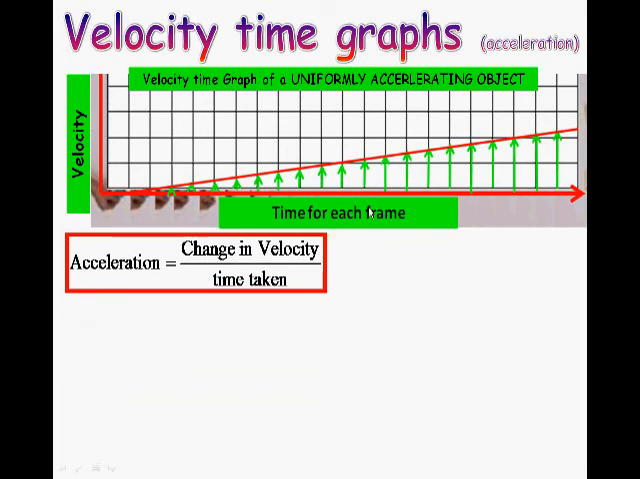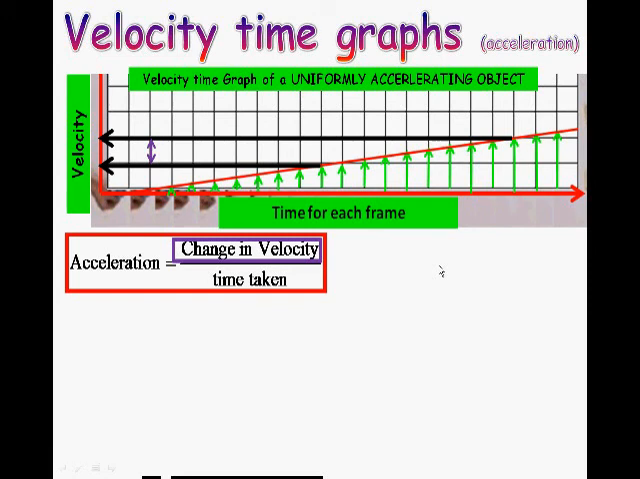Again, the first thing I'll do is write down the formula. Change in velocity divided by time taken. So this time I'm going to select the change in velocity over this little purple section you can see here, and I'm going to divide it by the time it took for that change in velocity to happen. Very similar to what happened previously with the distance time graph. And the time it took for this change in velocity is represented by this blue line.